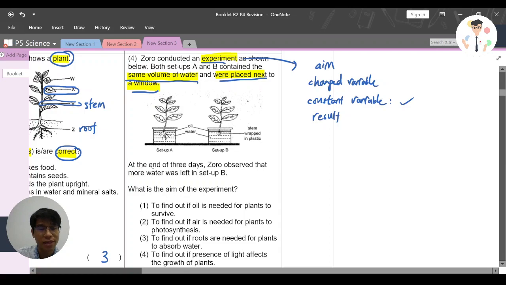Now next, at the end of 3 days, Zoro observed that more water was left in setup B. So that is the result that has actually happened. This is the result. Okay.